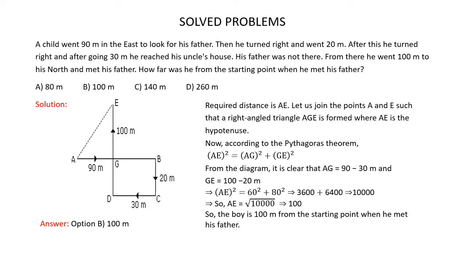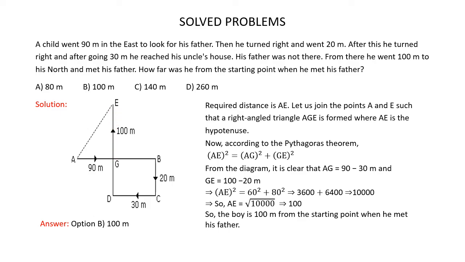Now from this diagram it's clear that AB is 90 meters and since CD is 30 meters, BG is also 30 meters. So AG is 90 meters minus 30 meters, which is 60 meters. Also from this diagram you can see that DE is 100 meters. Since BC is 20 meters, DG is also 20 meters. So GE is 100 minus 20, which is 80 meters. So now we have AG as 60 meters and GE as 80 meters.